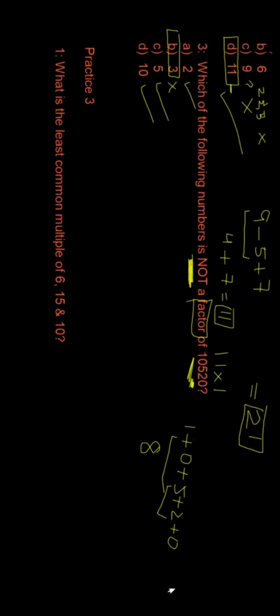Now that we're okay with factors, let's take a look at multiples. Practice 3, fill it in your worksheets. Least common multiple. Factors is what a big number is broken down into. Multiples is basically just the table itself. Now what they're asking is, what's the least common multiple of 6, 10, 15, and 10?